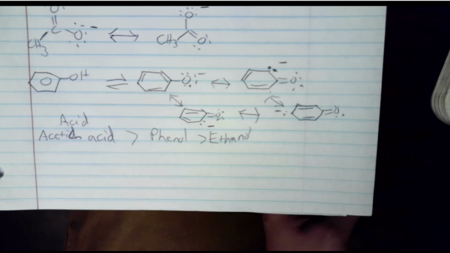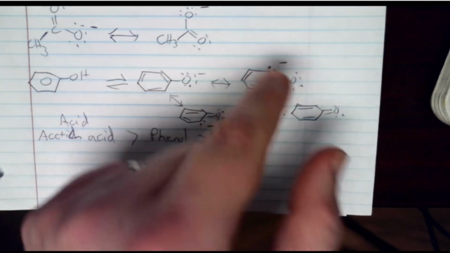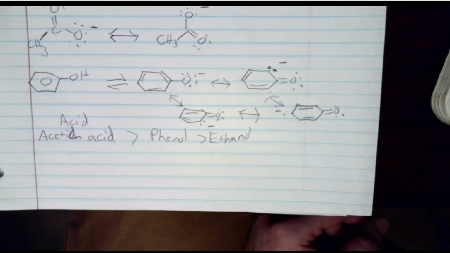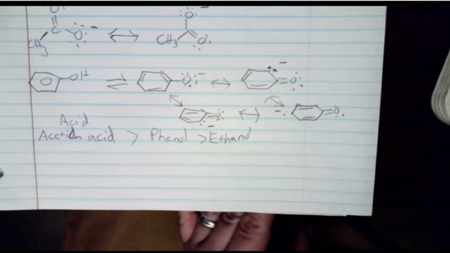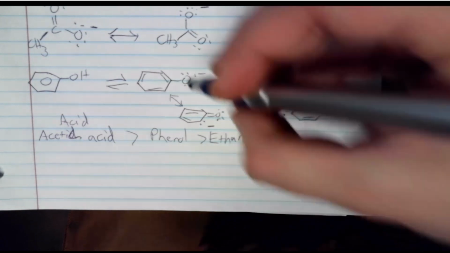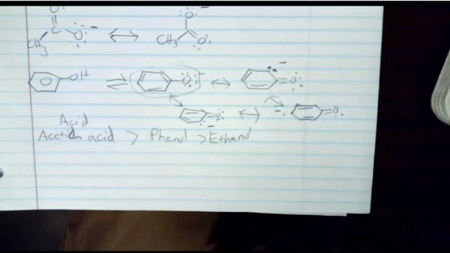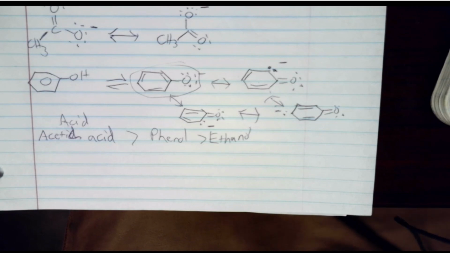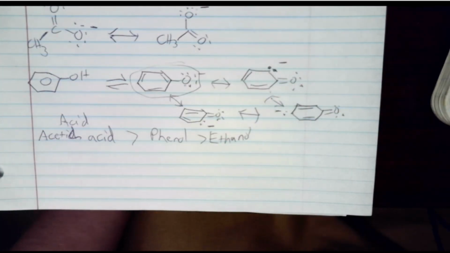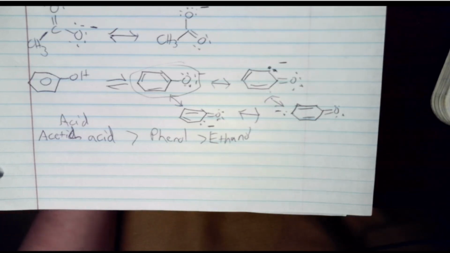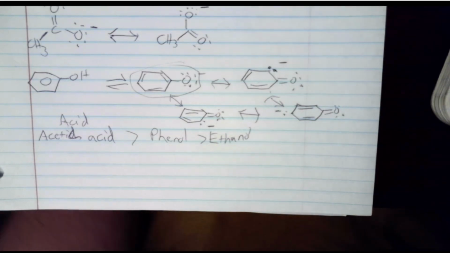So the key here is the absolute number of resonance structures is not the most important thing. This guy has four resonance structures, while this guy has only two resonance structures. It's the effectiveness of the resonance structures. This guy is still the prime contributor because we're not putting a negative charge on carbon as opposed to delocalizing it between two oxygens.